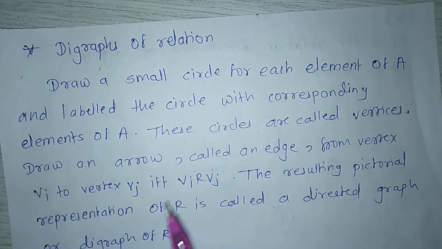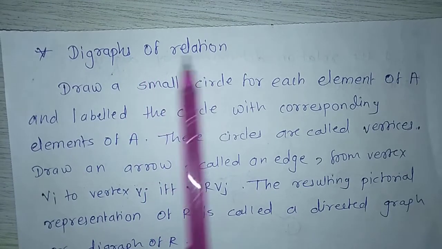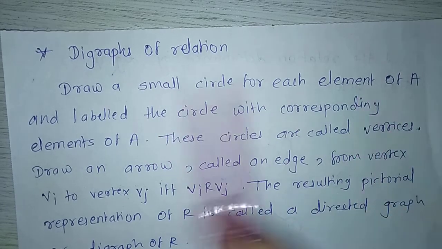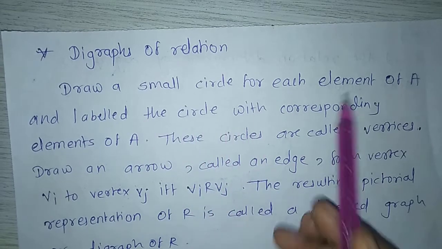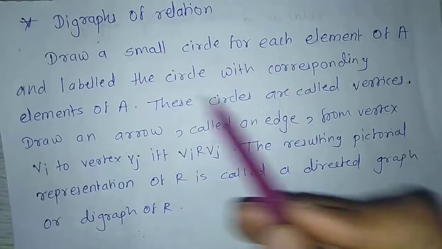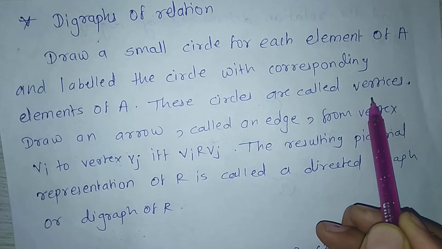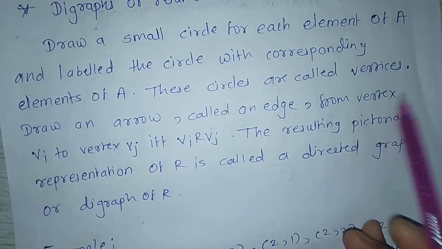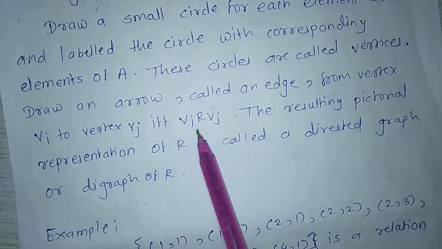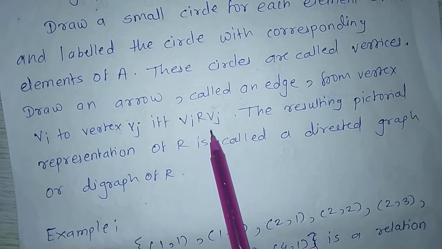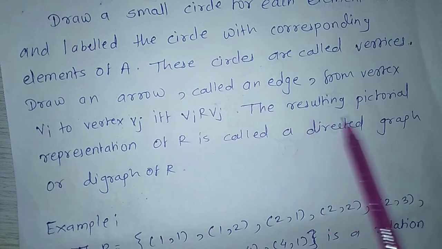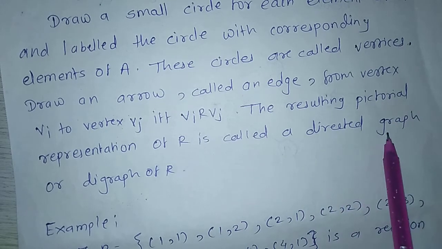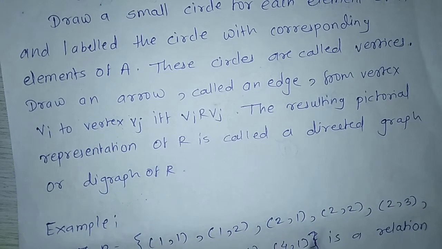Hello students. Next point is diagrams of relation. Draw a small circle for each element of A and label the circle with the corresponding elements of A. These circles are called vertices. Draw an arrow, called an edge, from vertex Vi to vertex Vj if and only if Vi relates to Vj. The resulting pictorial representation of R is called a directed graph or digraph of R.